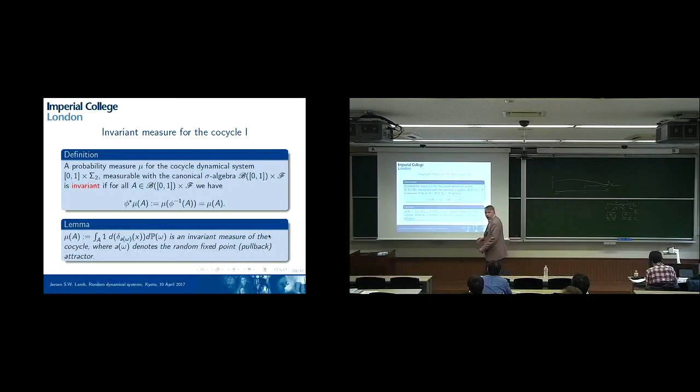Okay, so now it's important because now we have to introduce some objects. A probability measure for the cocycle dynamical system, that's the system on the base plus the fibers, is called invariant if it's invariant under the action of the dynamics. So here's the dynamics of the cocycle. Let it act on the measure, but what we do is that we take the inverse on the argument, and I want to check that it's the same measure.